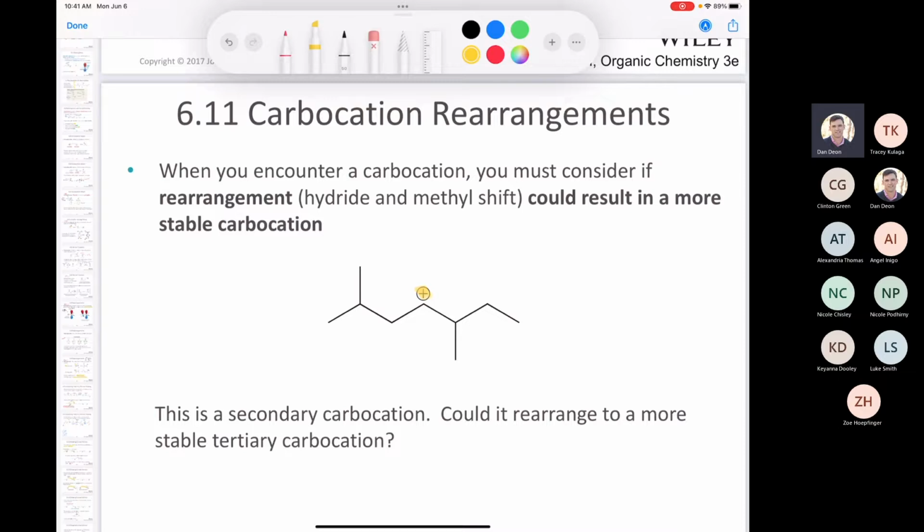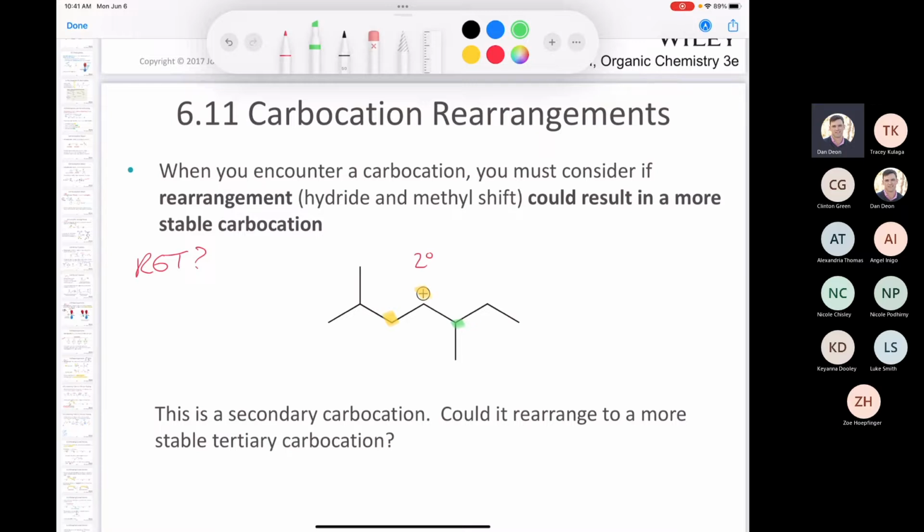Okay. So here we have a secondary carbocation, right? This carbon is attached to 2 carbons. That means it's secondary. Now, the question is this thing going to undergo some kind of rearrangement? Yes or no? Well, what were the rules? We can either shift a hydride or a methyl, and it has to come from an adjacent carbon. So where are the adjacent carbons? We've got an adjacent carbon here, and we've got an adjacent carbon here.